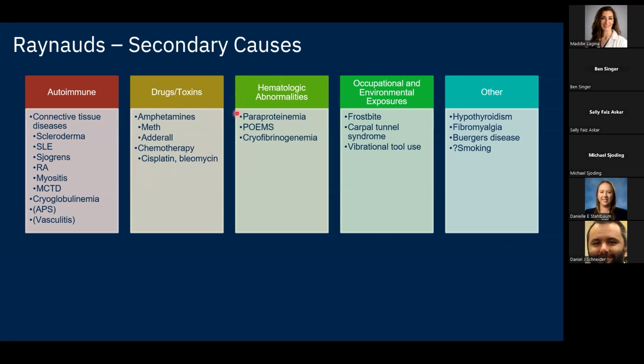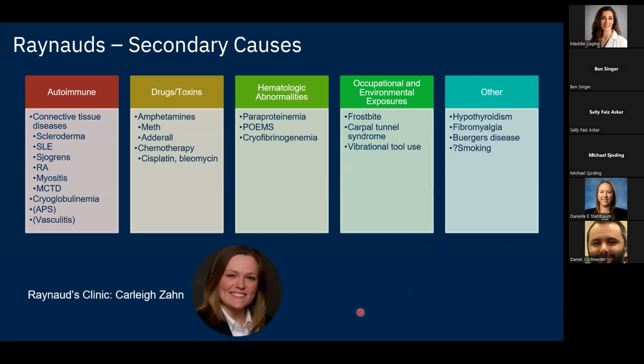Hematologic abnormalities, including paraproteinemias. So a lot of patients, we will check an SPEP. There are multiple occupational environmental exposures, including carpal tunnel syndrome, vibrational tool use. So screen for occupations and hobbies. So people who are construction workers or a lot of people who are doing woodwork, they use a lot of vibrational tools and that can damage the nerves and cause Raynaud's. And then there's a bunch of other associations, including hypothyroidism, fibromyalgia, Buerger's, and then smoking as well.